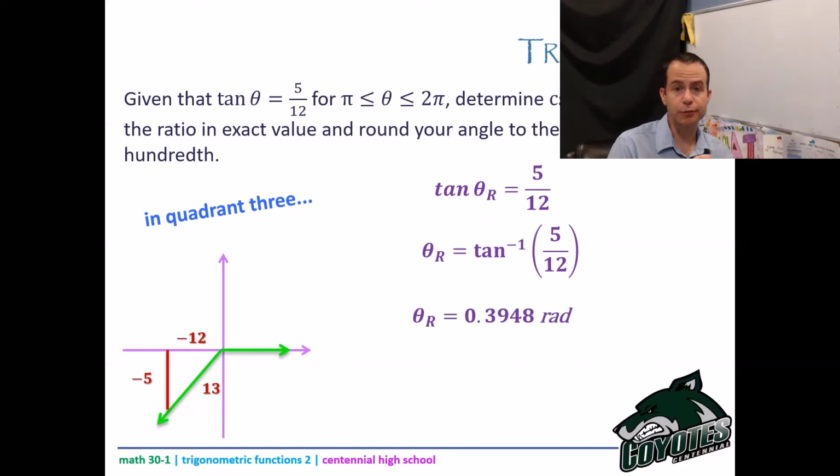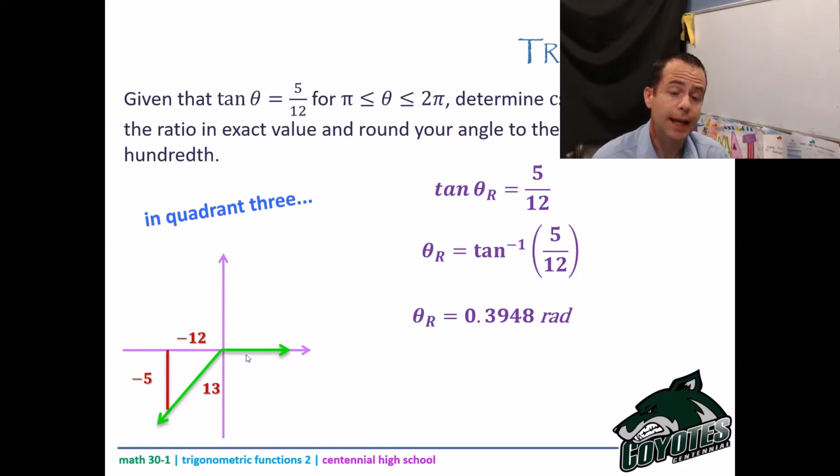You have to make sure you're in radians right now because the question said between pi and 2 pi. It also said round your answer to the nearest hundredth. That tells you you're dealing with a decimal approximation, not an exact value for your angle. So 0.3948 is the decimal version of theta's reference angle.